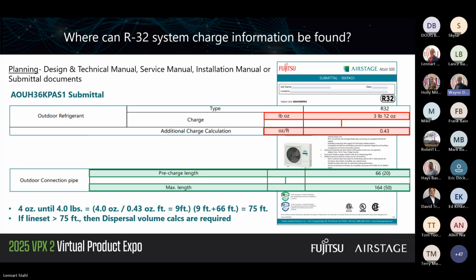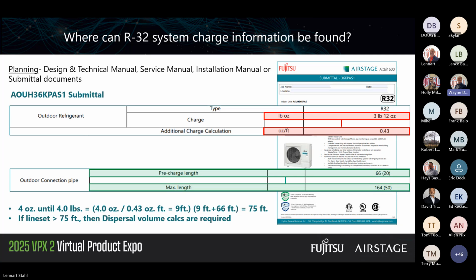So if we take that 4 ounce amount until we hit 4 pounds, divided by the ounce per foot adder of 0.43, it comes to about 9 feet. So we know the pre-charge length is 66 feet. We add 9 feet to that. We come up to about 75 feet.